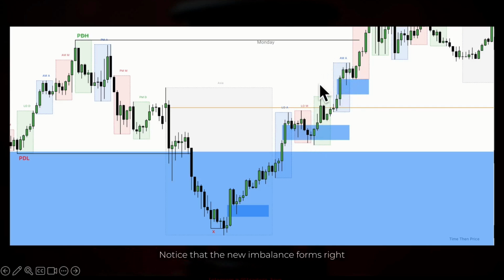Notice that the new imbalance forms right here, and we see the market retrace into that imbalance before expanding higher, drawing towards buy side liquidity, resting above the previous day high.